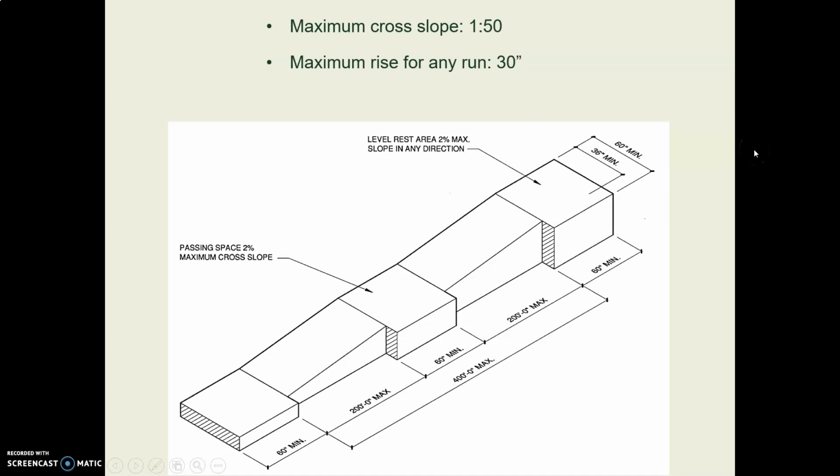No matter what, the maximum rise for any run, that is, a run is a ramp in between one flat landing and the next flat landing. So a run cannot rise any more than 30 inches no matter what, no matter how long it is. 30 inches elevation change is the limit.